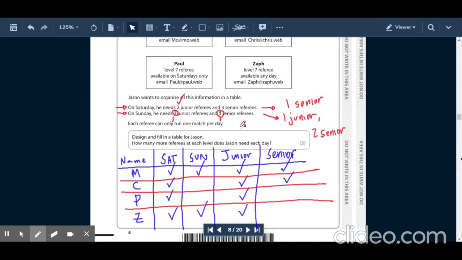So for all this question, we need this table, and then we need Saturday he needs 1 senior ref, and on Sunday he needs 1 junior referee and 2 senior referees. This, again, it could be slightly different depending on if you ask Mo to ref junior, for instance, on Sunday. So there's lots of different answers to these questions. As long as we're drawing a table and we are looking back at our table to give the answers to these, we should be okay.